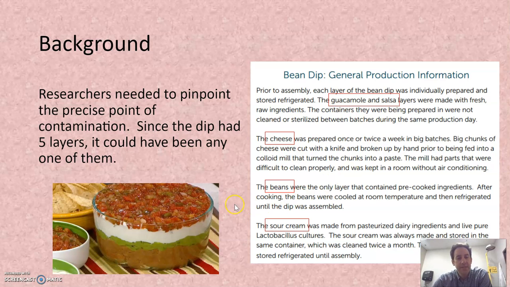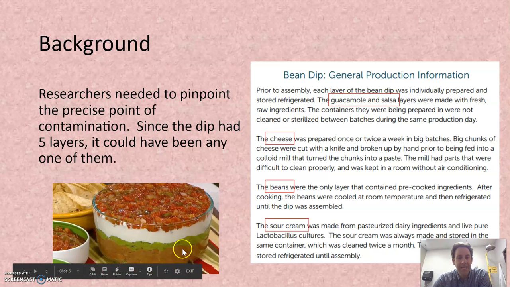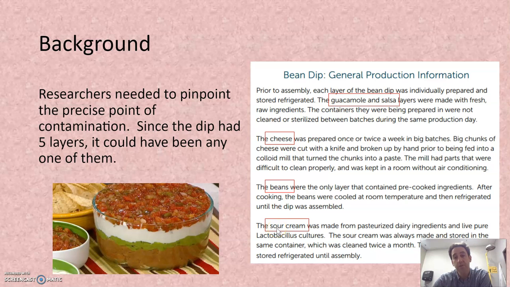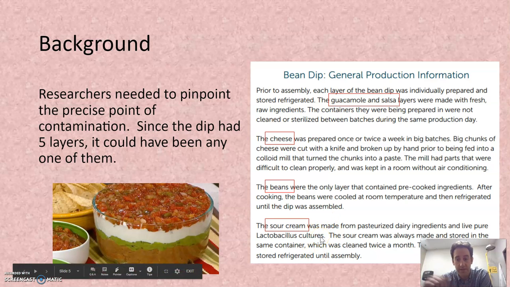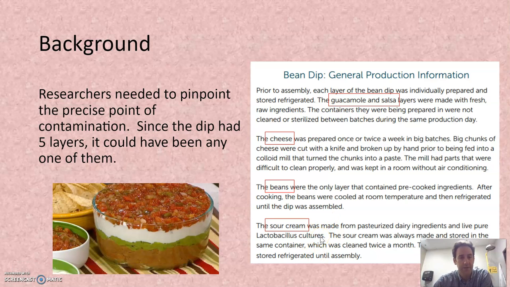And so since this bean dip had 5 layers, really it could have been any of those 5 layers: guacamole, salsa, cheese, beans, or sour cream. And so as part of your pre-lab, you're going to read a little bit of this information to get a sense of the conditions in which each of these ingredients was prepared and stored and things like that.